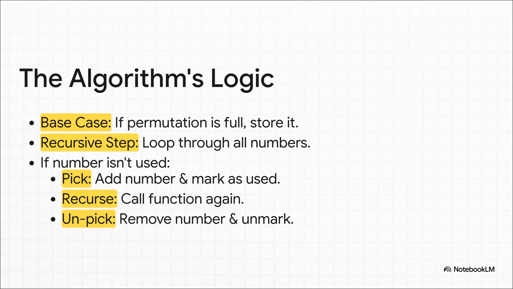Otherwise, in our recursive step, we loop through all of our starting numbers. For each number, we check, have we already used it? If not, we do our 3 steps. We pick it, we recurse, and then we unpick it, so the loop can continue to the next number.